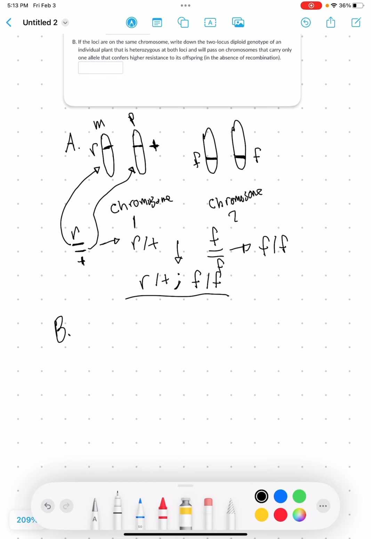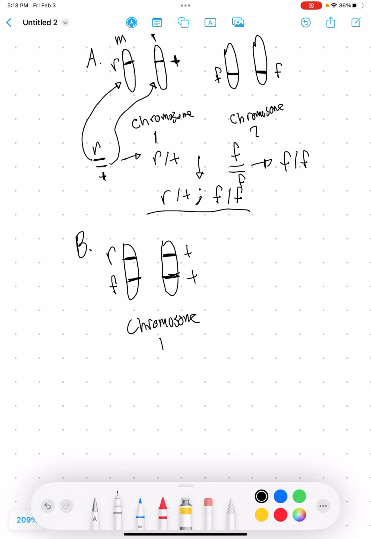Part B says that if the loci are on the same chromosome, write down the 2 locus diploid genotype of an individual plant that is heterozygous at both loci and will pass on chromosomes that carry only one allele that confers high resistance to its offspring. Okay, so they're both on the same chromosome. So now, let's say they're both on chromosome 1. So they're both heterozygous. So at the R locus, let's write an R, wild type, F, wild type.